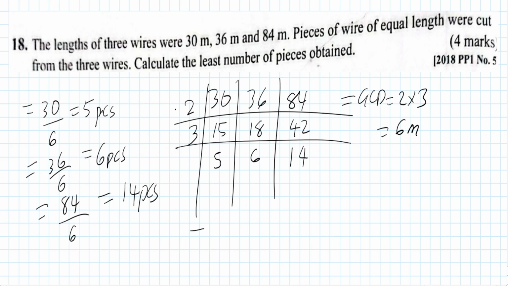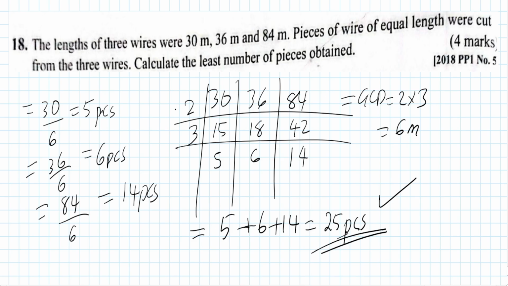Now let's add all of this: 5 plus 6 plus 14, which will give you 11 plus 14, 25 pieces, and that is your accurate answer.